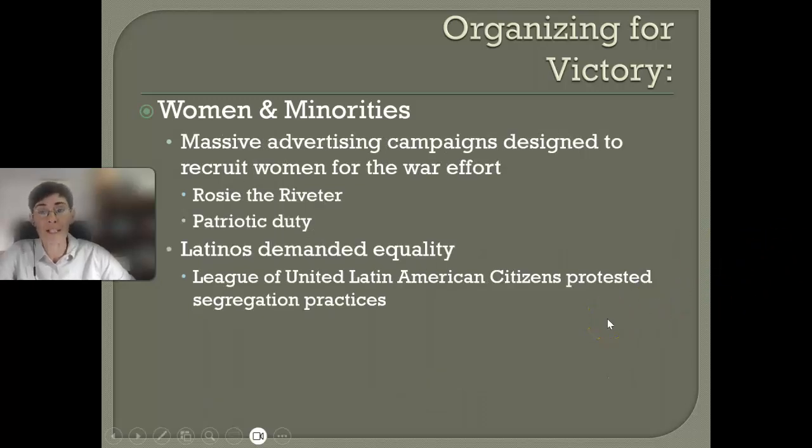So there were massive advertising campaigns designed to recruit women for the war effort. You may have seen the poster Rosie the Riveter, and it was your patriotic duty to join the war effort and to help fight for the United States.